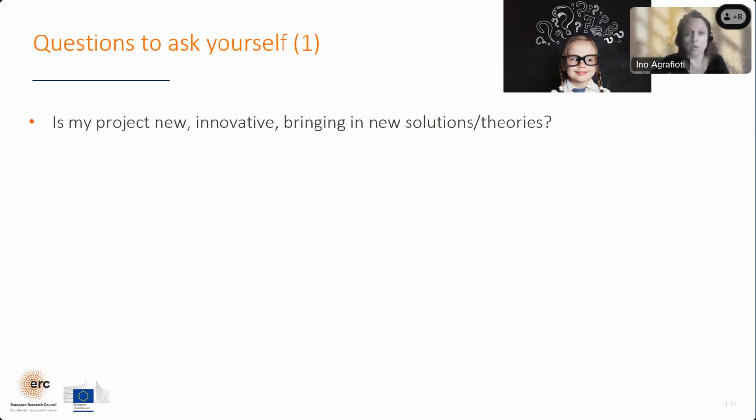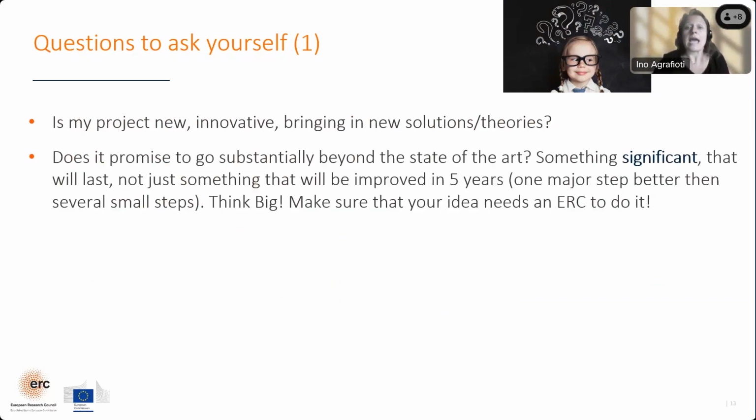So, questions to ask yourself. Once you've written your part B1, make sure that you have answers to this kind of question. Why is your project new? What is the innovation in it? Have you provided any new solutions or theories? Do you promise to substantially go beyond the state of the art? Your idea should need an ERC to do it. It should need 5 years. You don't want the panel to say that your project is incremental or that it could be funded by a national grant. It has to really need 5 years to do it. You have to think big.